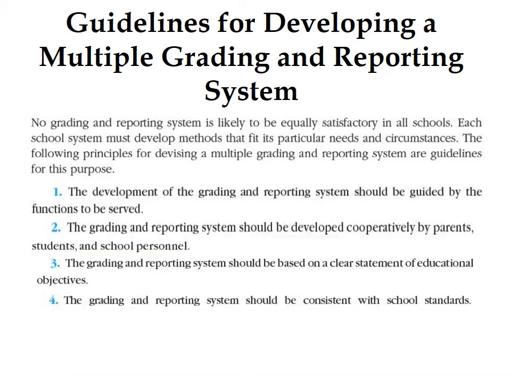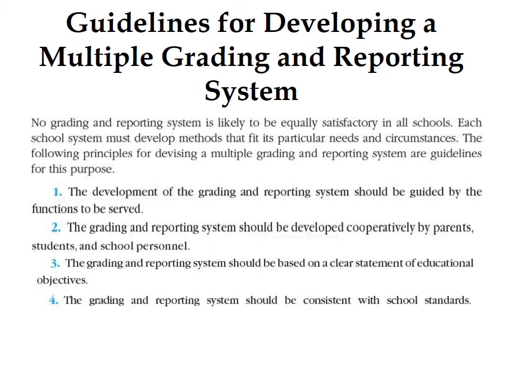Guidelines. There are some guidelines for developing multiple grading and reporting systems so they develop effectively and work properly. The first principle is that the development of the grading and reporting system should be guided by the functions to be served. The second principle is that the grading and reporting system should be developed cooperatively by parents, students and school personnel so no one has any objections later on.